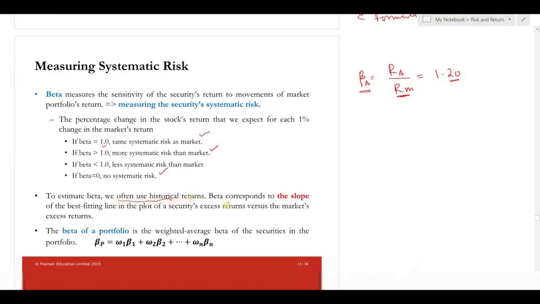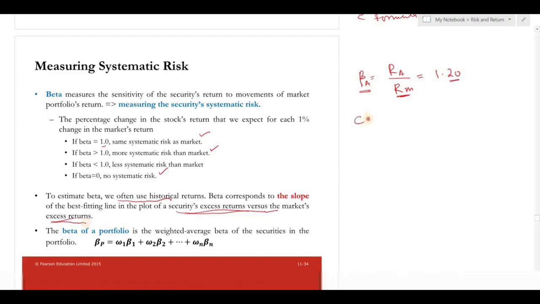Okay, we use historical beta, which corresponds to the slope of the best fitting line in the plot of the security's axis return versus the market axis return. So this is a very important statement: security's axis return versus the market axis return. So let me calculate it for you.